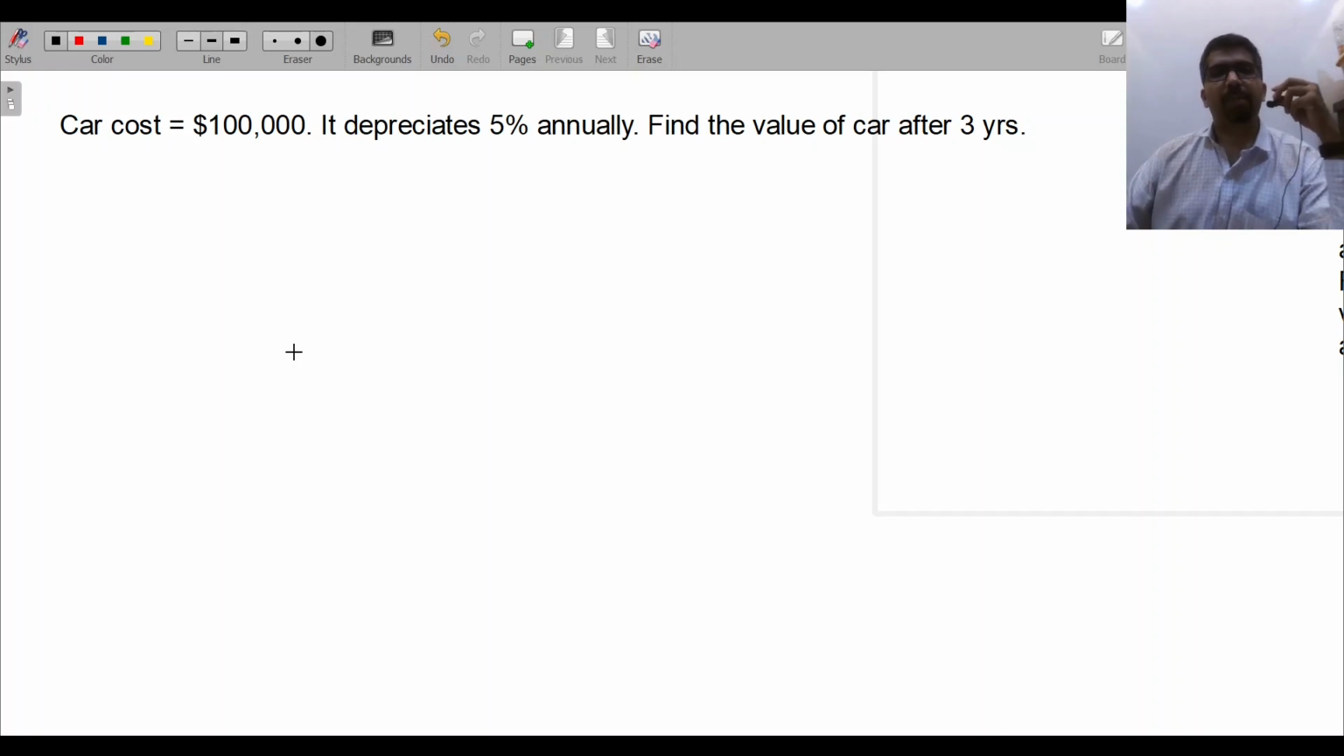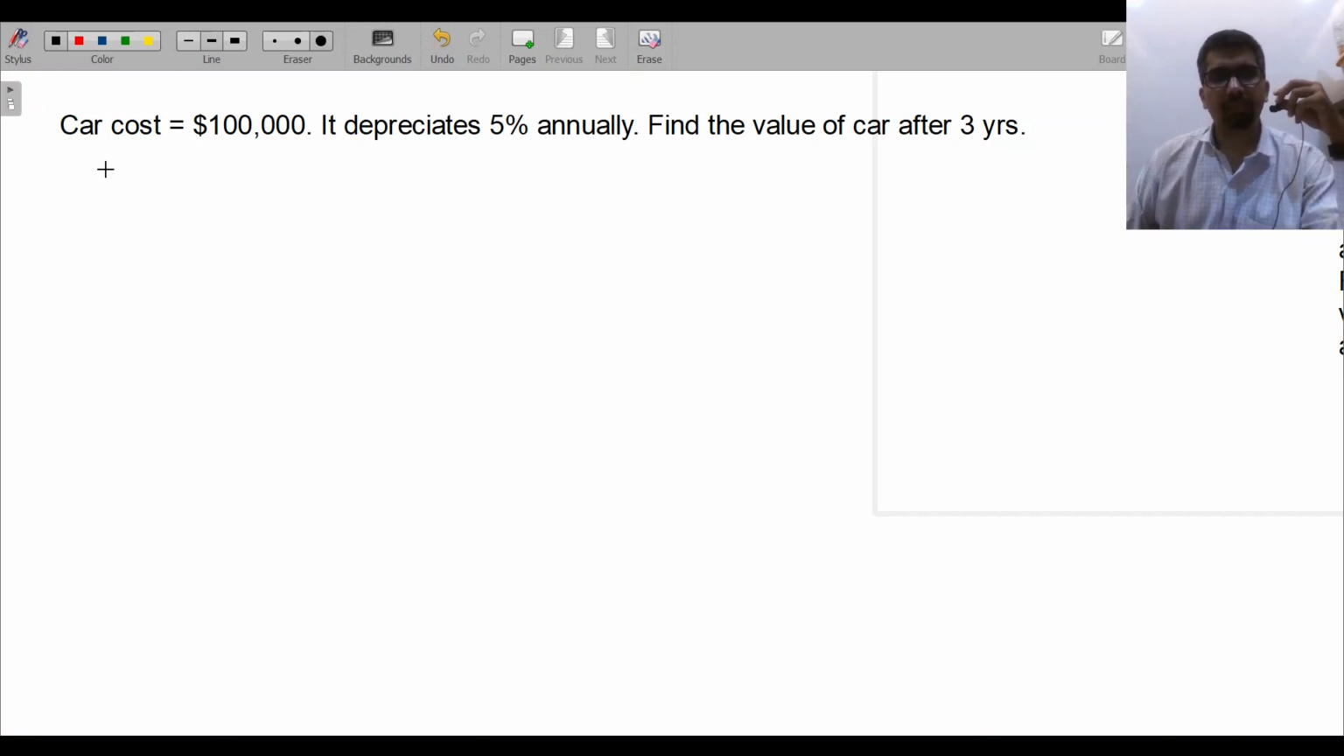Now the next sum is for depreciation. We have to use negative value. So the car cost is $100,000. It depreciates 5% annually. Find the value of car after 3 years. So any material thing will always depreciate, except gold and silver or some precious things, they will appreciate.